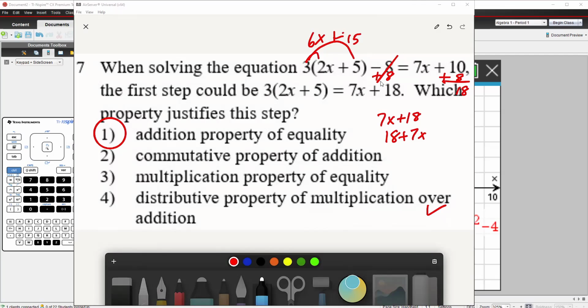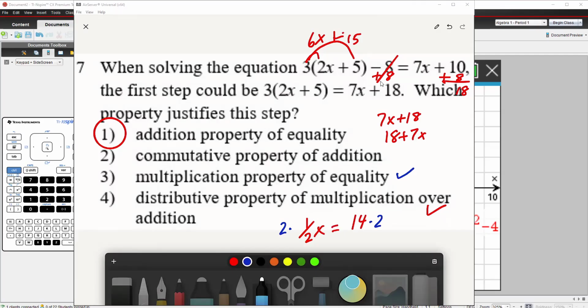The multiplication property of equality would be something like this. If I had 1/2 x equals 14, and then I said, let's get rid of this by multiplying both sides by 2. If I multiply both sides by 2, that would be the multiplication property of equality.